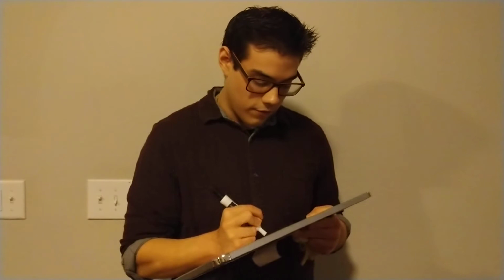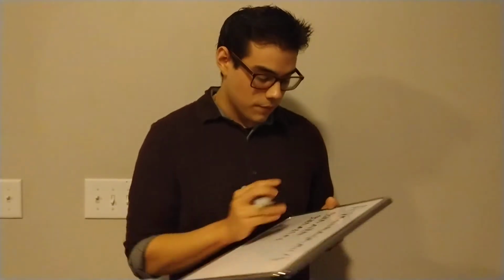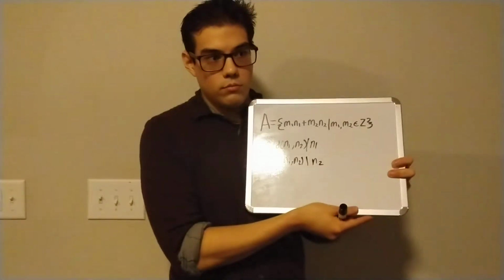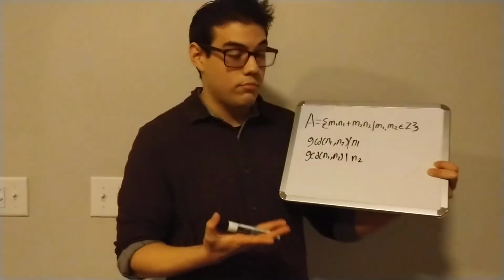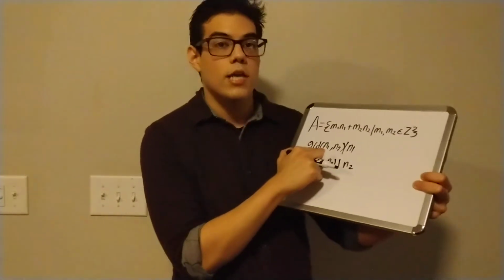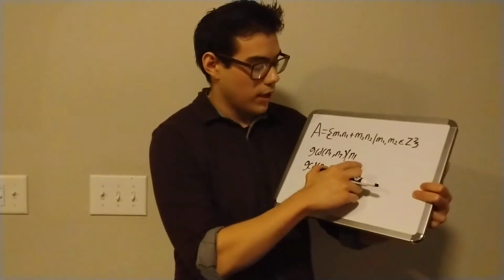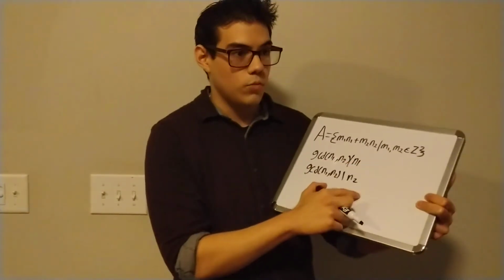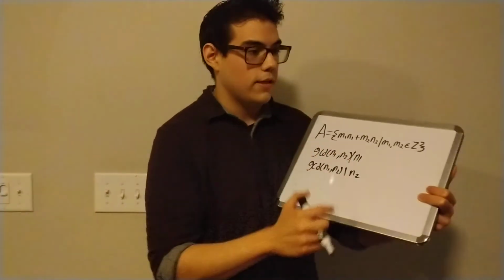We need to prove the following: that the GCD of n1 and n2 divides n1, and the GCD of n1 and n2 divides n2. Is this true? Does this happen? The answer is just yes. You get the GCD and you multiply it by some other integer, you get n1. The same thing with n2. So that means the GCD has to divide them out. What does that mean for g?